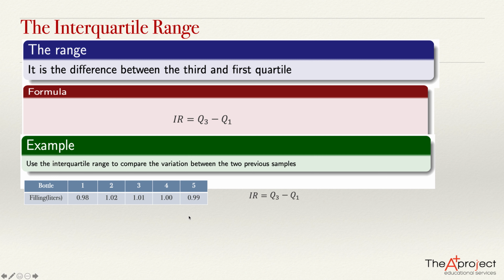So the first step for finding quartiles or percentiles or whatever measure of location is to order the observations from the lowest one to the highest one. I notice here that the lowest one is 0.98, the next one will be 0.99, then 1, then 1.01, and finally 1.02. Let's put it here, the ordered observations: 0.98, 0.99, 1, 1.01, and 1.02.